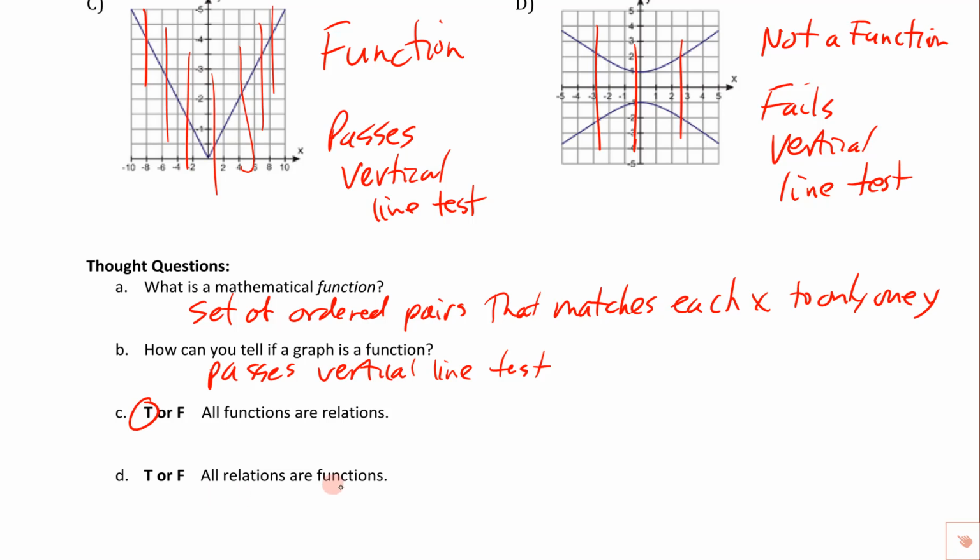Okay, now functions have this extra condition on them that each x can match up with only one y. A relation is just a set of ordered pairs, no special conditions. So just because you have a relation does not mean that you necessarily have a function. So that one's going to be false right there. Okay, these problems are similar to what are on your assignment. Really important that we be able to tell the difference between a relation and that extra special condition that makes it a function, because we're going to be dealing with functions almost all the time in the math classes that you take. So good luck.